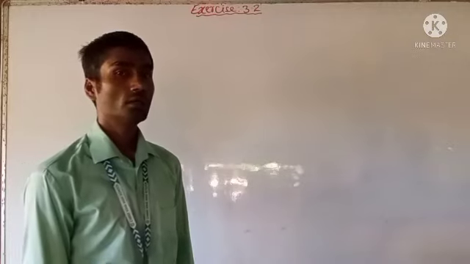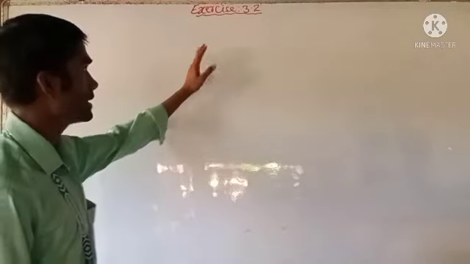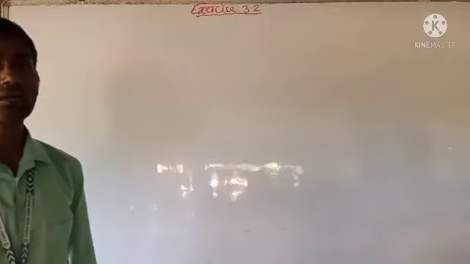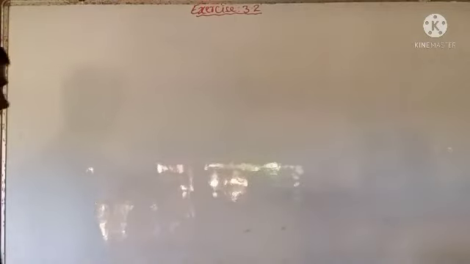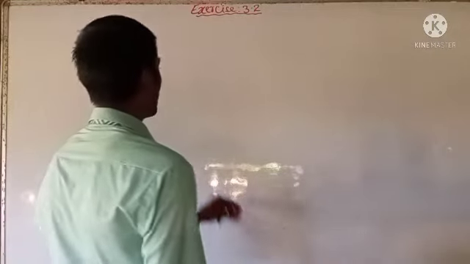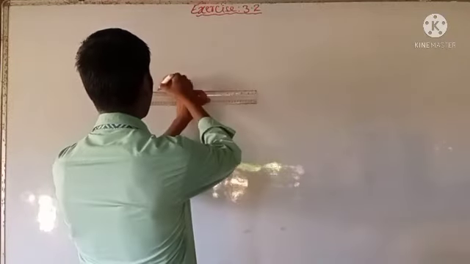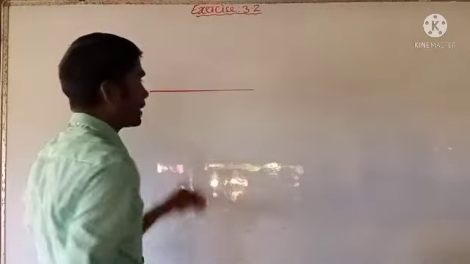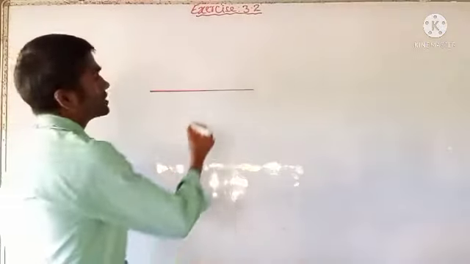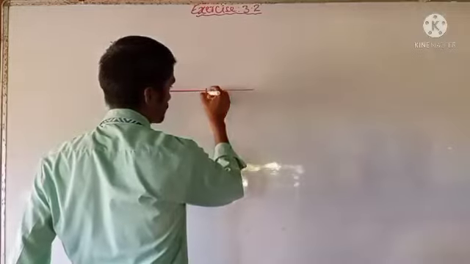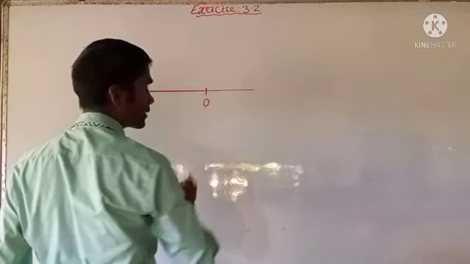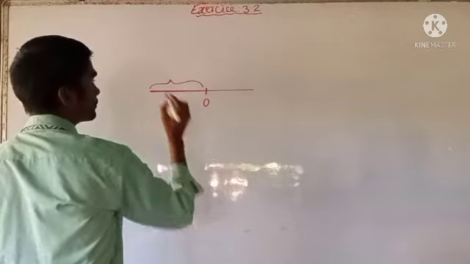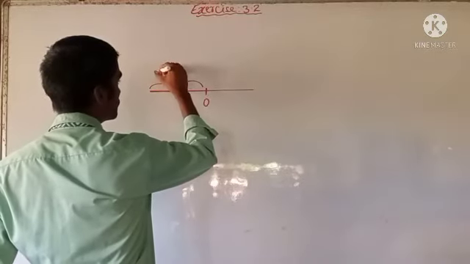Hello students. So in our next exercise, that is exercise 3.2, we are going to discuss the number line first. So number line, as we all know, what does a number line mean? In a number line, we'll come across the positive and the negative values. Here in the center, we'll mark it as 0, and when we move to this side, we'll get the negative values.